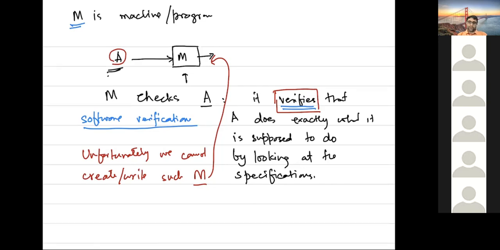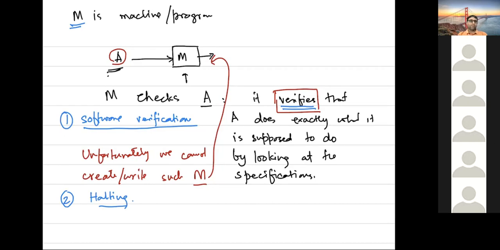So the software verification is the first thing that we have to talk about. The second thing that we will talk about is the halting. Okay, I will explain about this halting later on, but keep this thing in mind. So this software verification, unfortunately, there is no such machine which we can write, design.